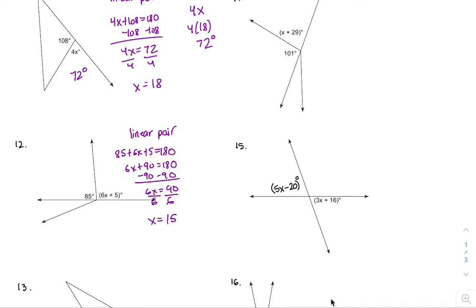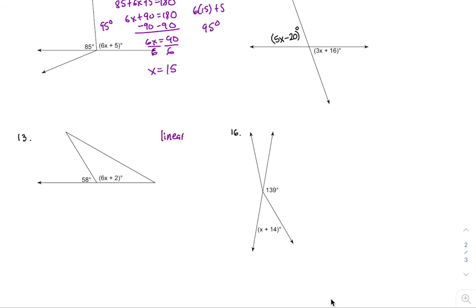So x is equal to 15. Now plug this into the angle to find the angle measurement. And as you guys can see, the more repetition you have with this, the easier it becomes. So 95 degrees, so this angle measurement is 95 degrees.